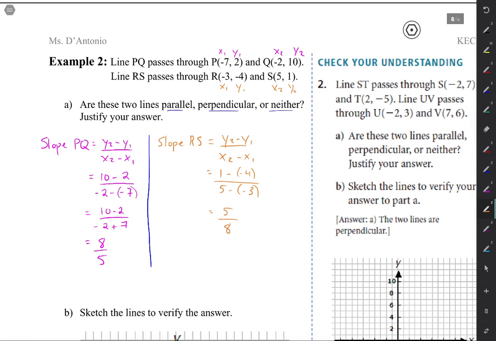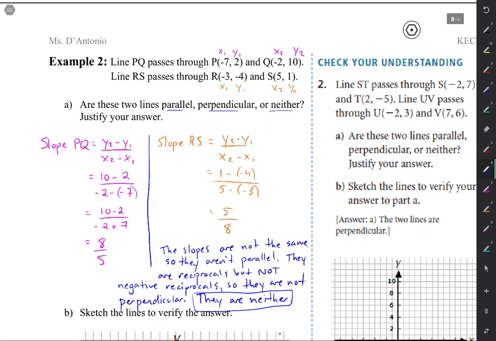You'll notice that the slopes are reciprocals of each other. However, they're not negative reciprocals of each other. So the answer to this one is actually neither. They're neither parallel nor perpendicular. Here, let me write a concluding statement for this.